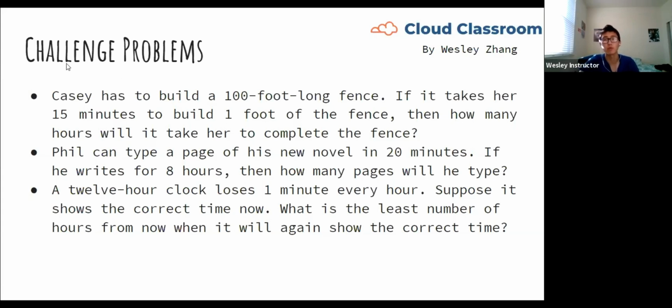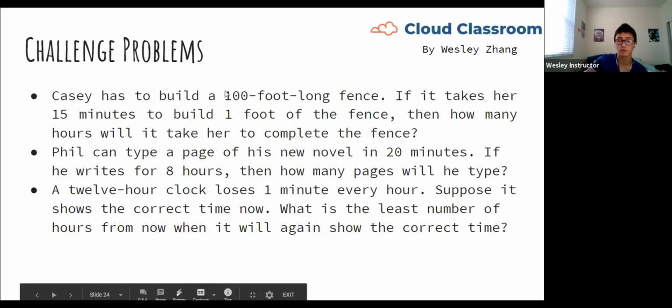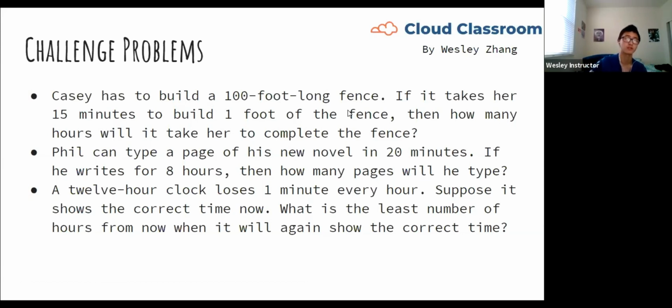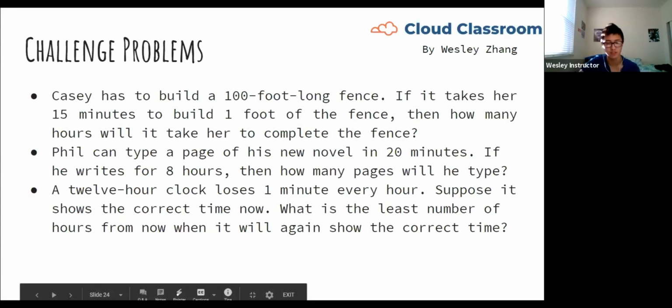So Casey has to build a 100-foot long fence. If it takes her 15 minutes to build 1 foot of the fence, then how many hours will it take her to complete the fence? So all we gotta do is multiply 15 by 100, because we have a 100-foot long fence, and the rate is 15 minutes per 1 foot of fence. So that equals 1,500 minutes, but it asks for hours. So we just divide 1,500 by 60, and we get 25 hours. So it will take her 25 hours to complete the fence.